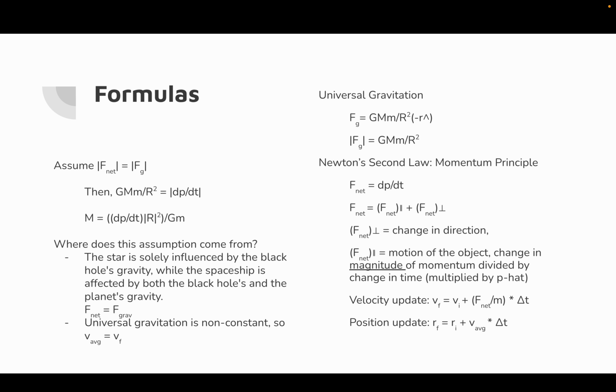Here are some formulas we'll be using for this lab. One assumption we will be making is that F net equals F grav. So where does this assumption come from? This comes from the fact that the star is solely influenced by the black hole's gravity, while the spaceship is affected by both the black hole and the planet's gravity.